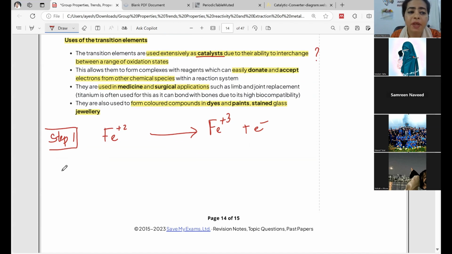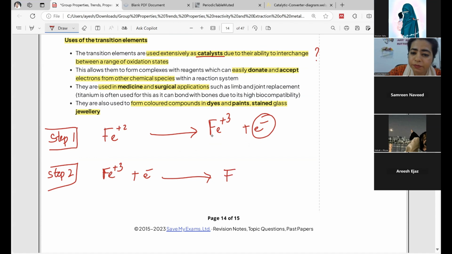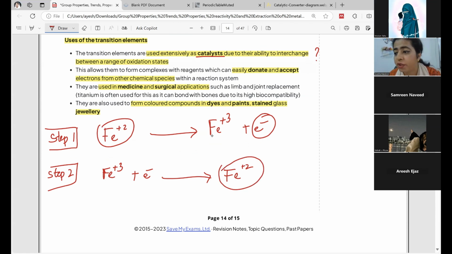Okay, what will happen after that? In the final step, in step 2, this electron will go and do whatever it has to do and come back. Now, this Fe3+ at the end, in the final step, will again take this electron and go back to Fe2+. So we can say Fe2+ was the catalyst at the start. At the end of the reaction, it is again Fe2+. No change. So in short words, we can say the catalyst is not participating in the reaction, but actually it is participating in the reaction. It is changing into something else.